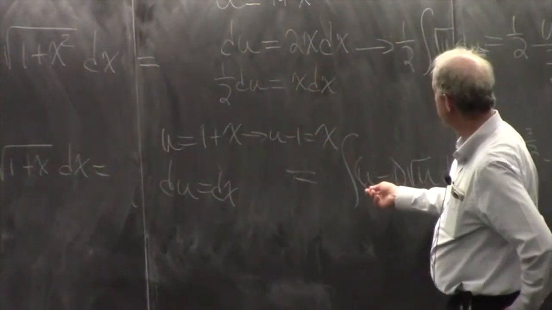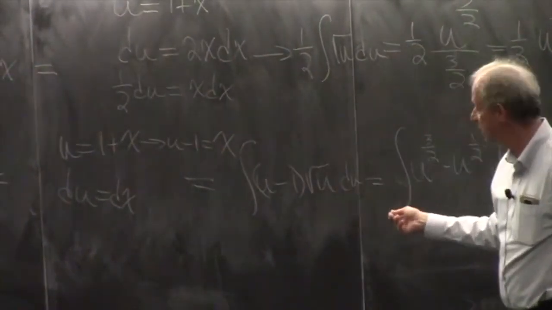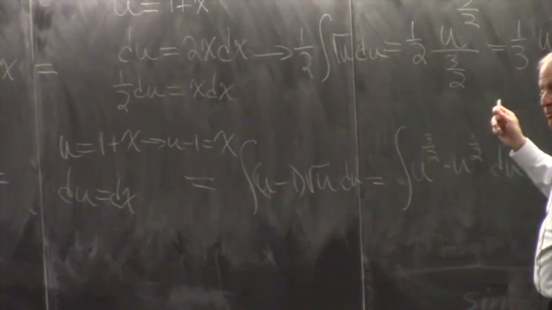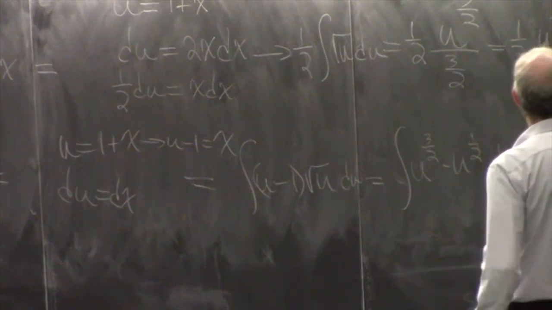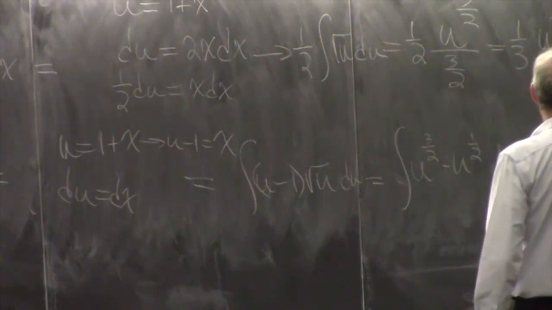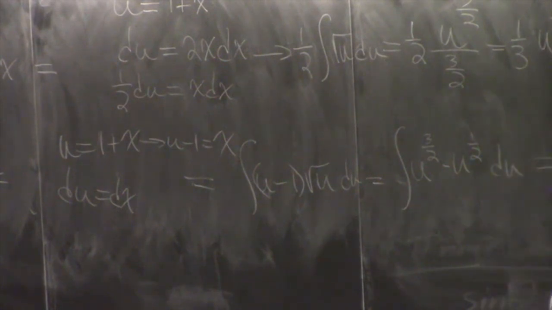So again, if u is 1 plus x, then u minus 1 is x. So now for x you substitute u minus 1, for 1 plus x you substitute u, and then if you distribute that square root of u, you get u to the 3/2 minus u to the 1/2. That's u to the 5/2 over 5/2 minus u to the 3/2 over 3/2 plus c, which is 2/5 of (1 plus x) to the 5/2 minus 2/3 (1 plus x) to the 3/2 plus c. Okay?